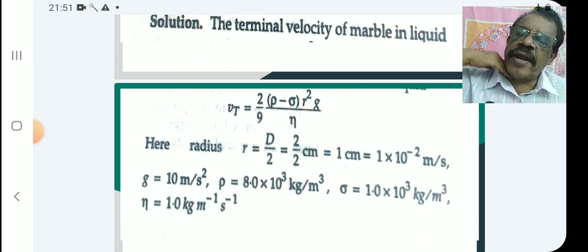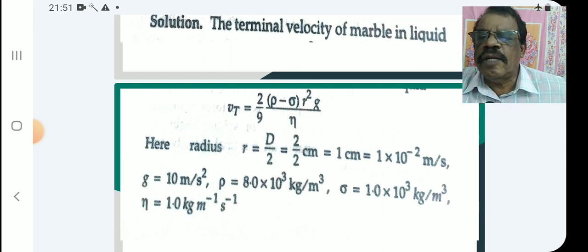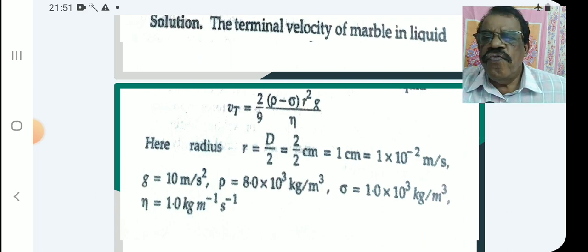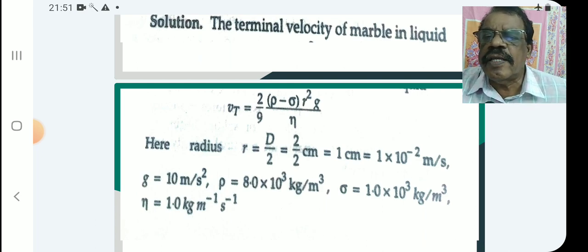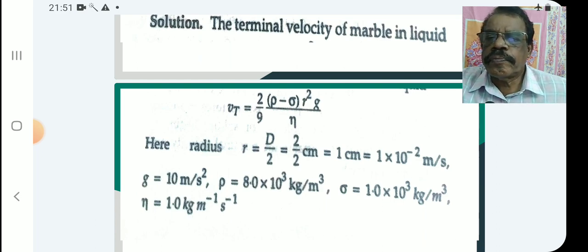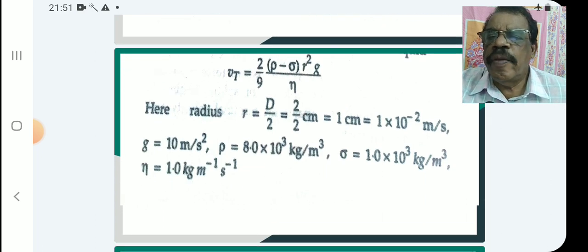So when we transpose, taking eta to the denominator and the terminal velocity Vt or simply V to the LHS, we write Vt is 2/9 r square into rho minus sigma g by eta. In some textbooks it is written as eta is equal to 2/9 a square rho minus sigma g by V. The same equation. We have to find the terminal velocity. Vt is the symbol we use.